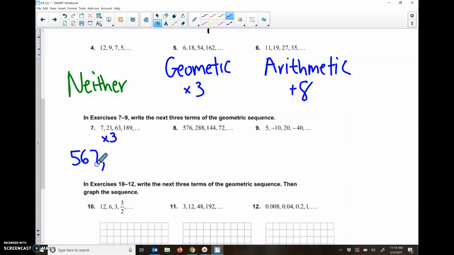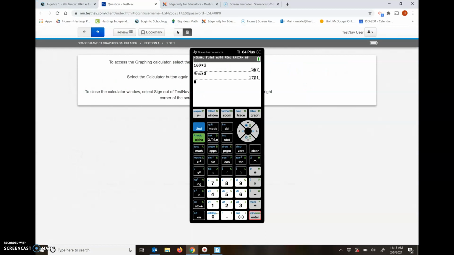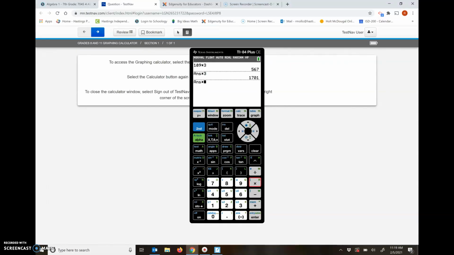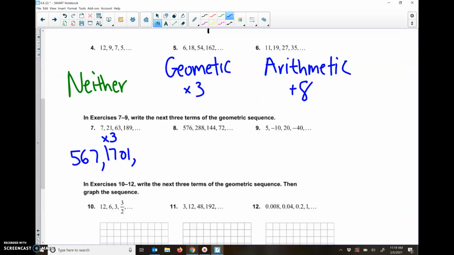So there's the first one, and then times 3 again, 1,701. And then the next one, times 3 again, 5,103. So just finding the next 3 for that pattern.